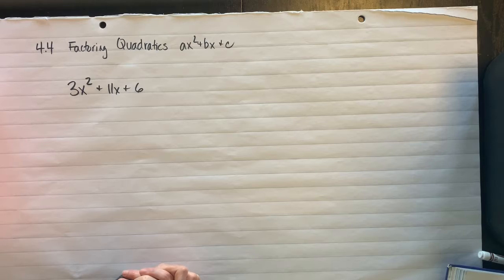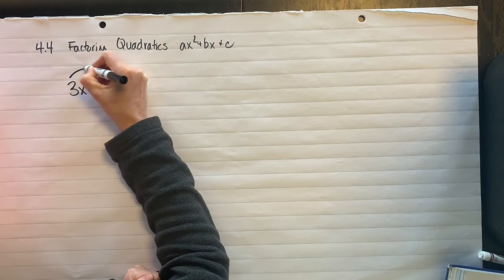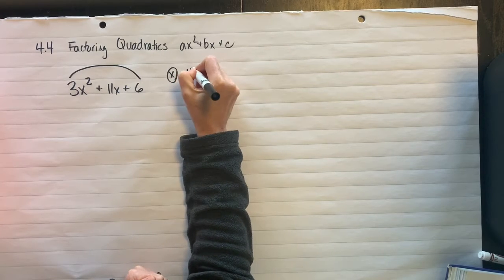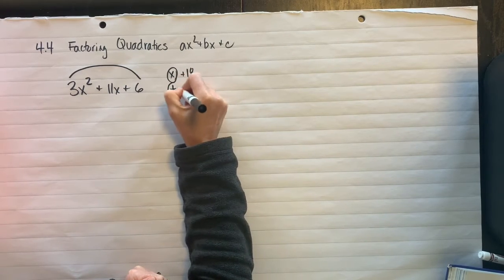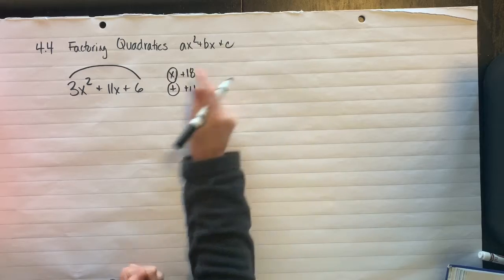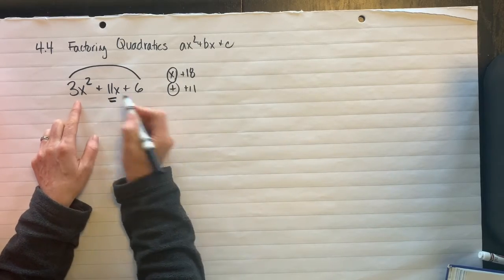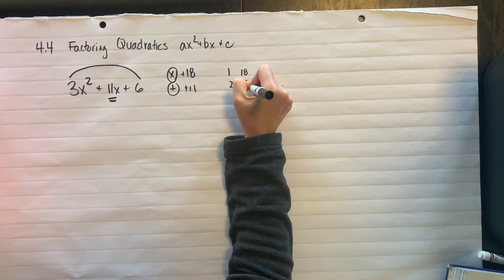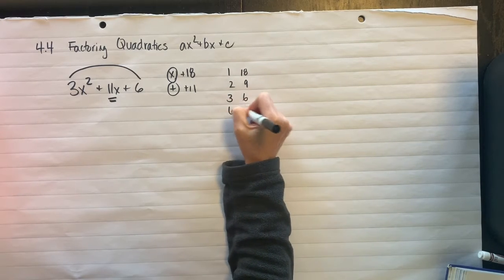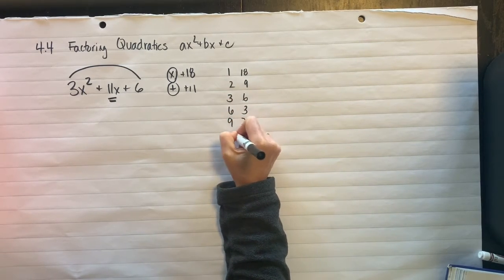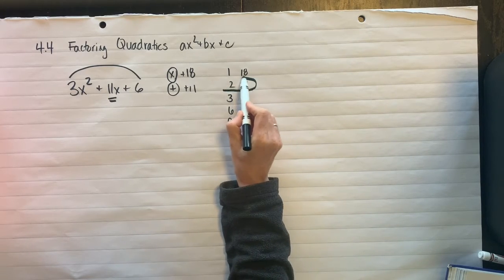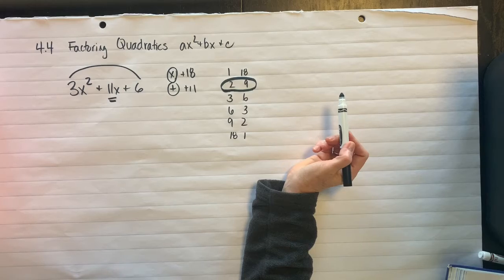It is very similar to what we did last lesson. You're looking for things that multiply to the outside. So I'm looking for something that multiplies to positive 18 and adds to positive 11. Multiplies to the outside, adds to the inside. So what do I have? I've got 1 and 18, 2 and 9, 3 and 6, I'm halfway, 6 and 3, 9 and 2, 18 and 1. Which of these combinations adds up to a positive 11? That one works, so let's start there.